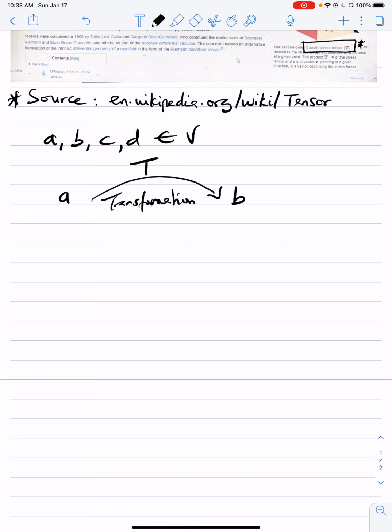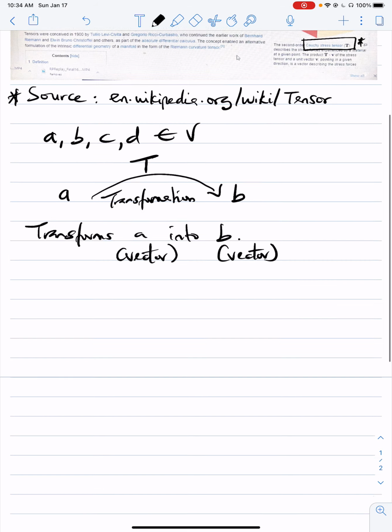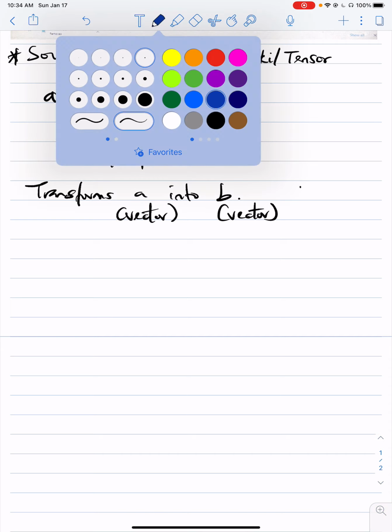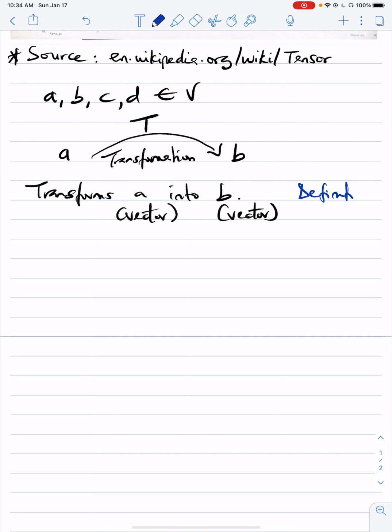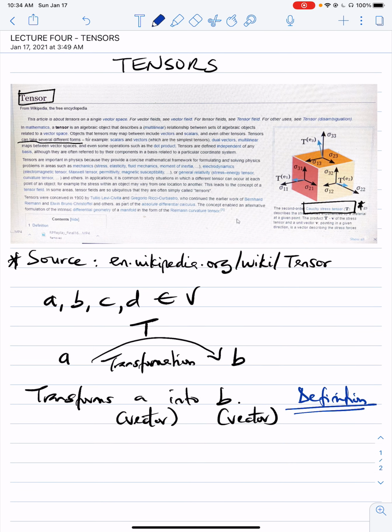Now, tensors are not only for transformation, but for this particular video, that's what we majorly look at: transformation and mapping. So a tensor transforms A, a vector, into another vector, a totally different vector, right? That's what a tensor does. This is a definition of a tensor.